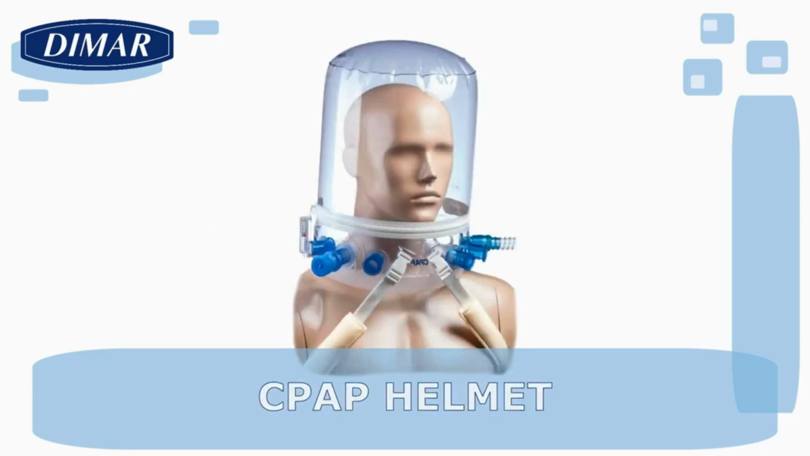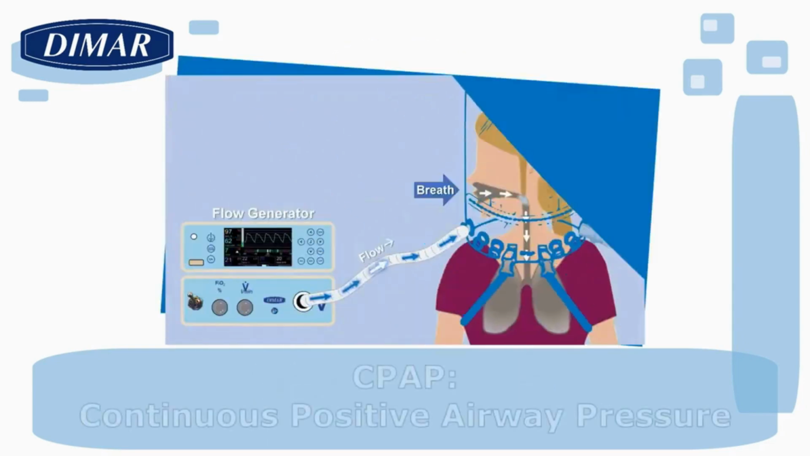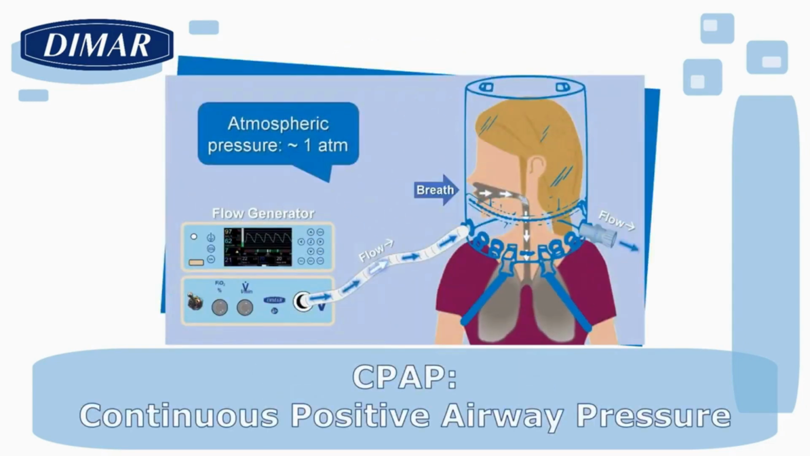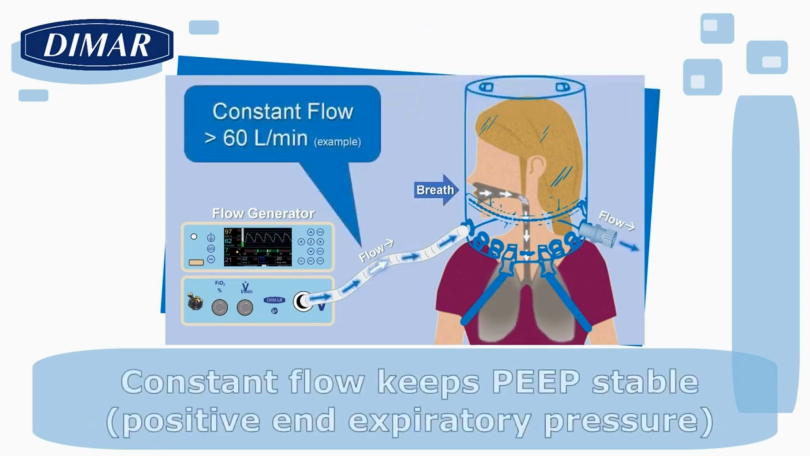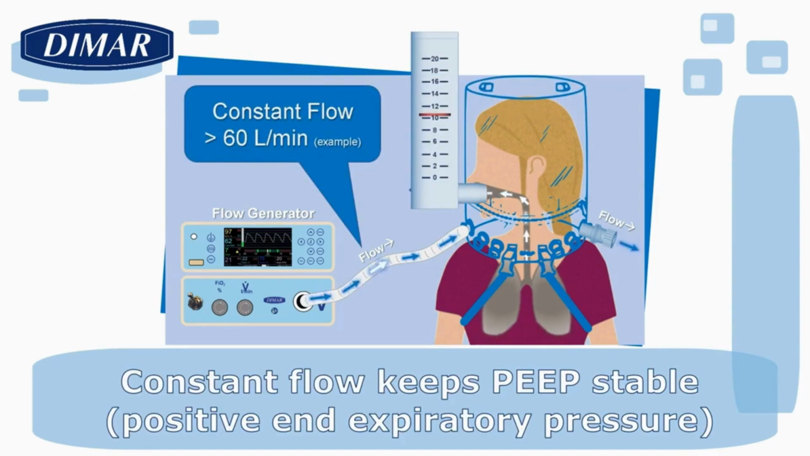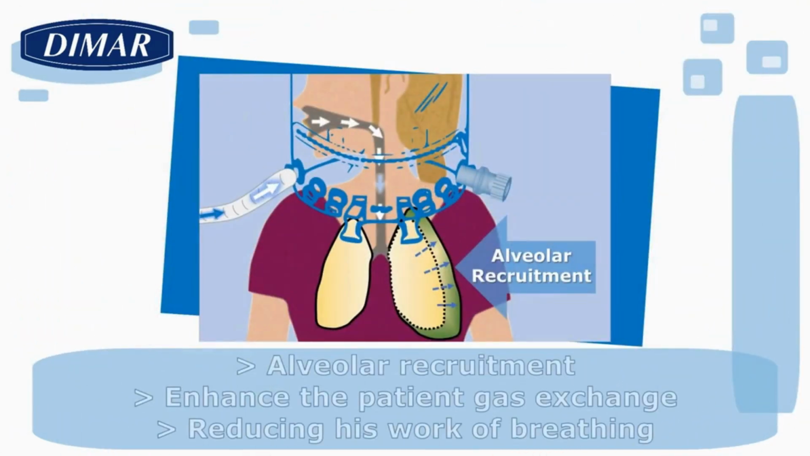CPAP helmet. CPAP means continuous positive airway pressure, and it's based on the idea to make the patient breathe at a higher pressure level compared to the standard environmental one. CPAP provides a constant flow, sufficient to keep the PEEP, positive end expiratory pressure, stable during the whole breathing cycle. Applied to a patient with a still sufficient respiratory drive, CPAP enhances the patient's gas exchange thanks to alveolar recruitment and reduces his work of breathing.